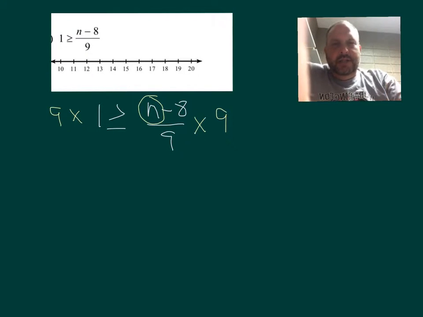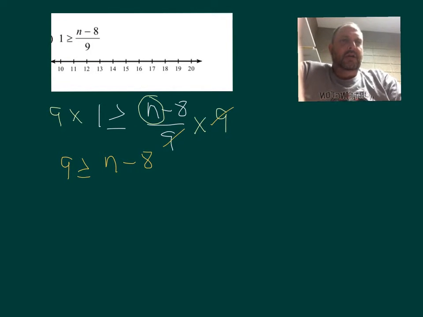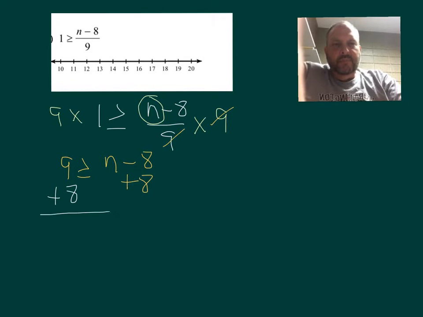9 times 1 is 9, so here I'm in the practice of rewriting my inequality. The 9's on the right hand side cancel each other out because 9 divided by 9 is 1. So now on the right hand side I'm just left with n minus 8. The opposite of subtracting 8 is adding. There's our inverse operation, so we're going to add 8 here, and we'll add 8 over to this side. And we'll finish up, we'll have n still being less than or equal to 9 plus 8 is 17.